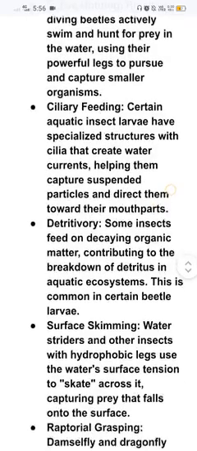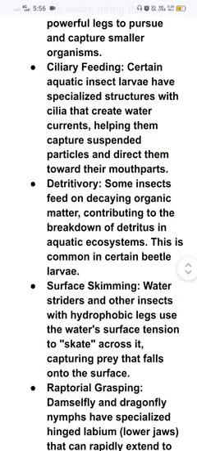Then detritivory. Some insects feed on decaying organic matter. We know detritivores. So some sort of similar mechanism. Some insects feed on decaying organic matter, contributing to the breakdown of detritus in aquatic ecosystems. This is common in certain beetle larvae.